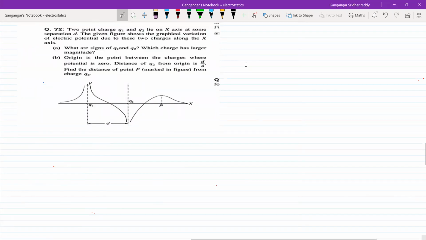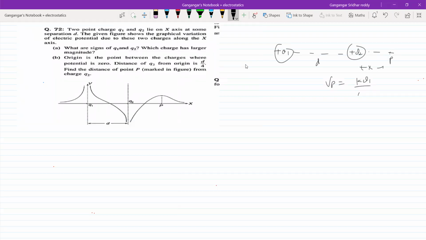Read the question. Two point charges Q1, Q2 lie on the x-axis at some separation D. The given figures show the graphical variation of electric potential. This is the small background. What is the background? Suppose there are 2 positive charges. What is the potential at point P? You're just going to add like this, no? KQ1 by (D plus X) plus KQ2 by X. It's a scalar, not a vector.